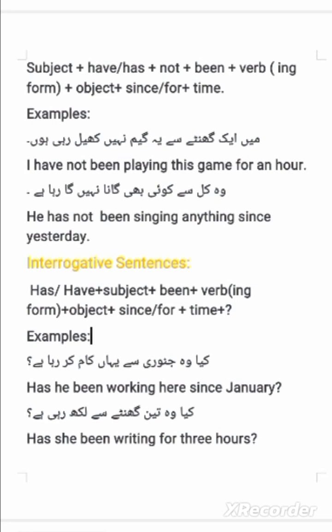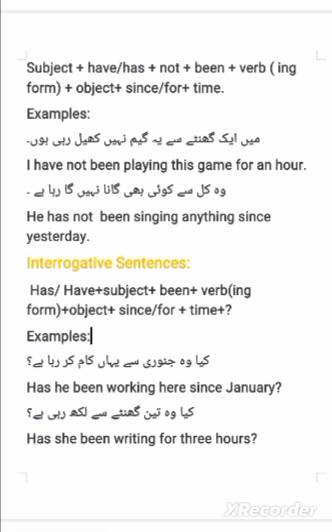Okay, for example you can see here: मैं 1 घंटे से ये गेम नहीं खेल रही हूँ. So what will be the sentence? How will we make this sentence? Just look at the structure and make a sentence. I have not been playing this game for an hour.